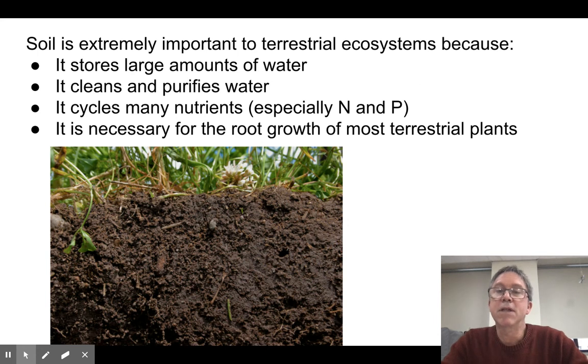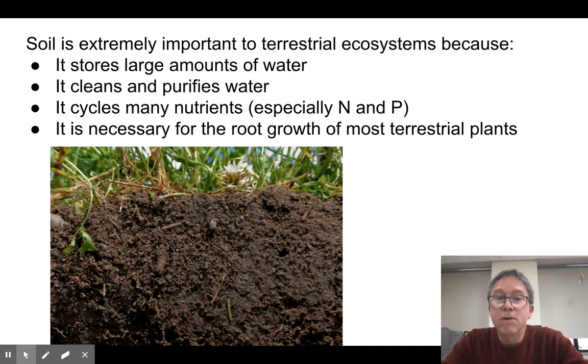So let's just look at some of the things we get, what we call the ecological benefits or ecosystem services provided by soil. Okay, so let's just start with this. If you ever pick up a shovel of soil, one thing you're going to notice is it's heavy because it's got a lot of water in it. So one of the most important things about soils is it stores a lot of water and makes it available to plants long after it rains.